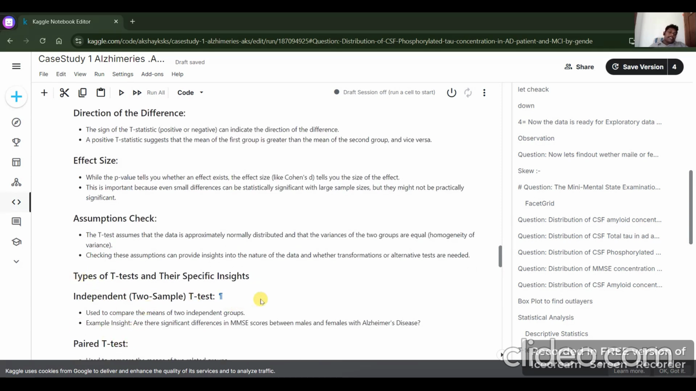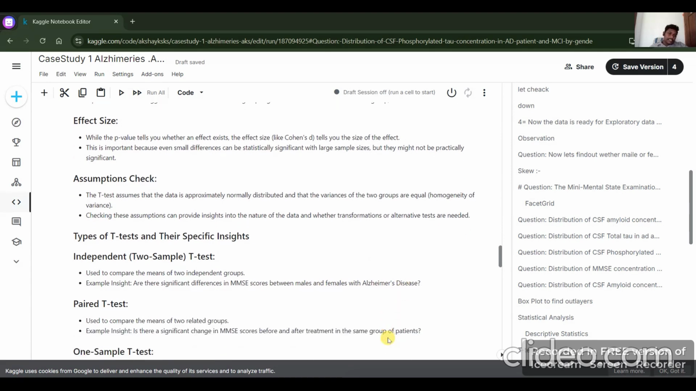Independent two-sample t-test. Used to compare the means of two independent groups. Example insight: is there a significant difference in MMSE scores between males and females with Alzheimer's disease?